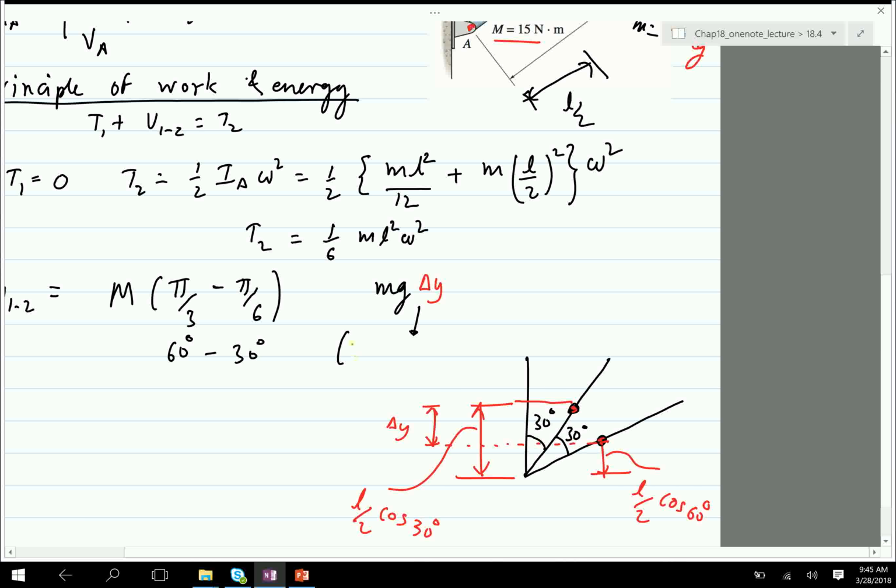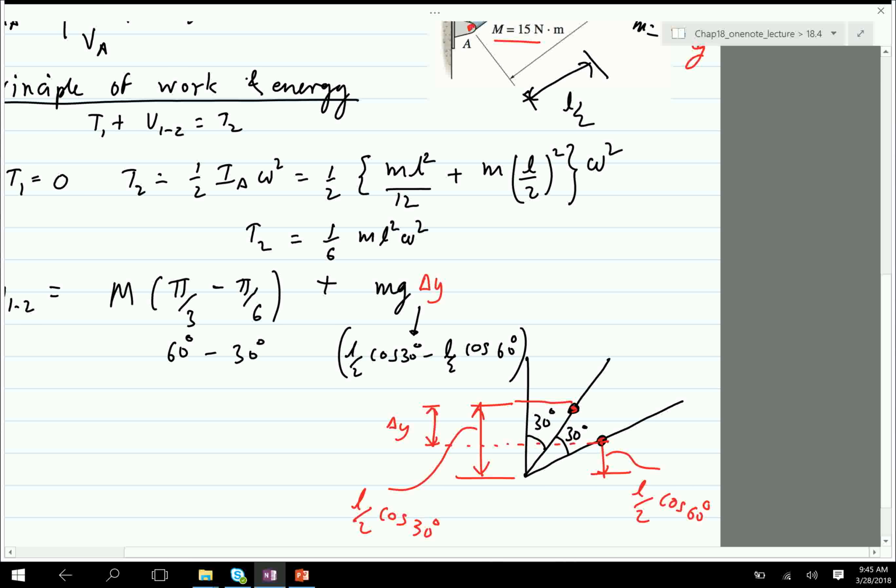This is going to be L divided by 2 cosine of 30 degrees minus L divided by 2 cosine of 60 degrees. Okay, and since mg is downwards and the displacement is downwards, force and displacement in the same direction, I have a positive sign on the work done.